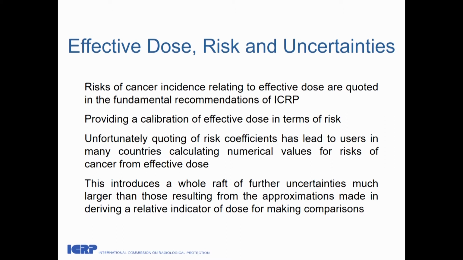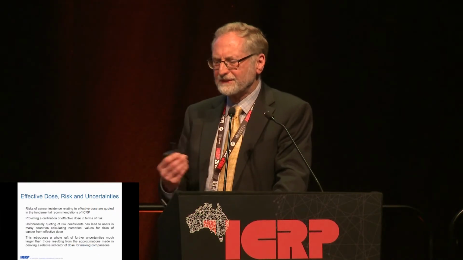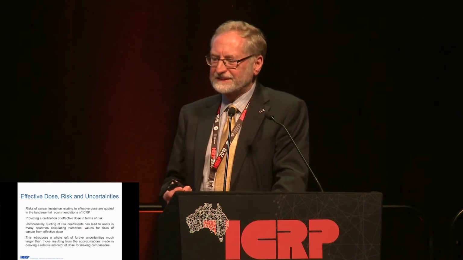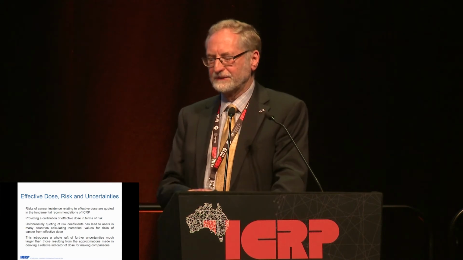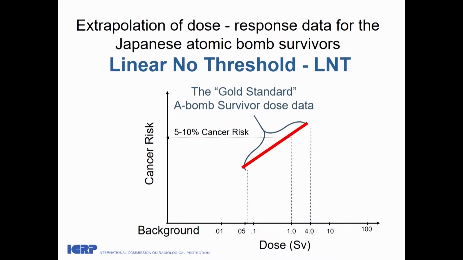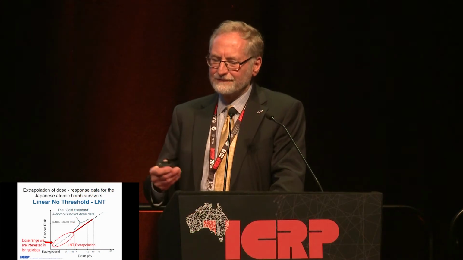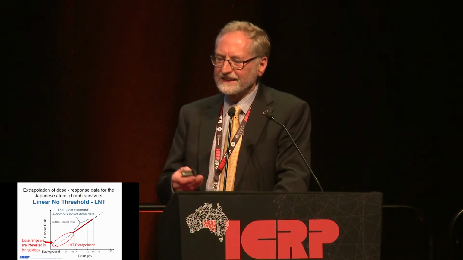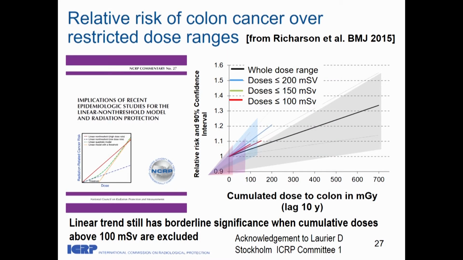So, effective dose, the risk of cancer relating to effective dose, they're quoted in fundamental recommendations of ICRP, and we provide a calibration factor. But unfortunately, quoting of risks has led users to make calculations of numerical values of risk, and this introduces a whole raft of further uncertainties. We've mentioned quite a few times the linear no threshold extrapolation this week, but unfortunately it's the dose range right at the bottom section of that extrapolation that we're concerned with.